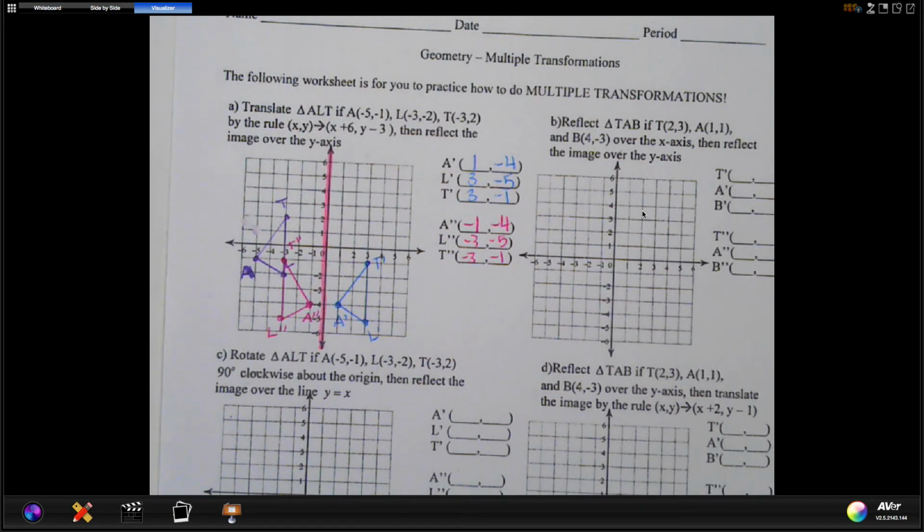Okay, hopefully that's enough to help you get started on this. Please use your note packet to help you when you get to some of the other ones with the rotations.